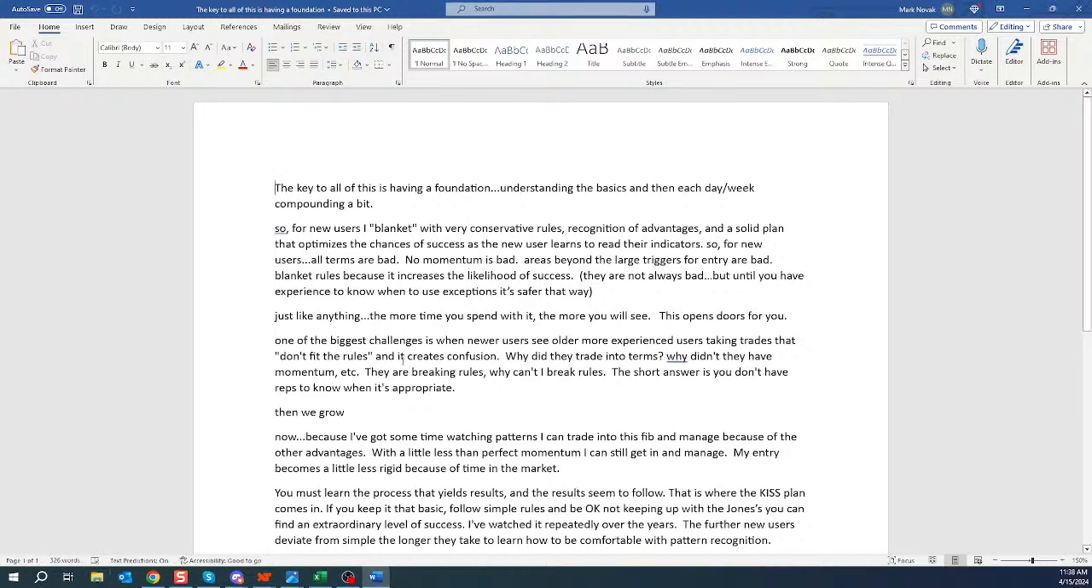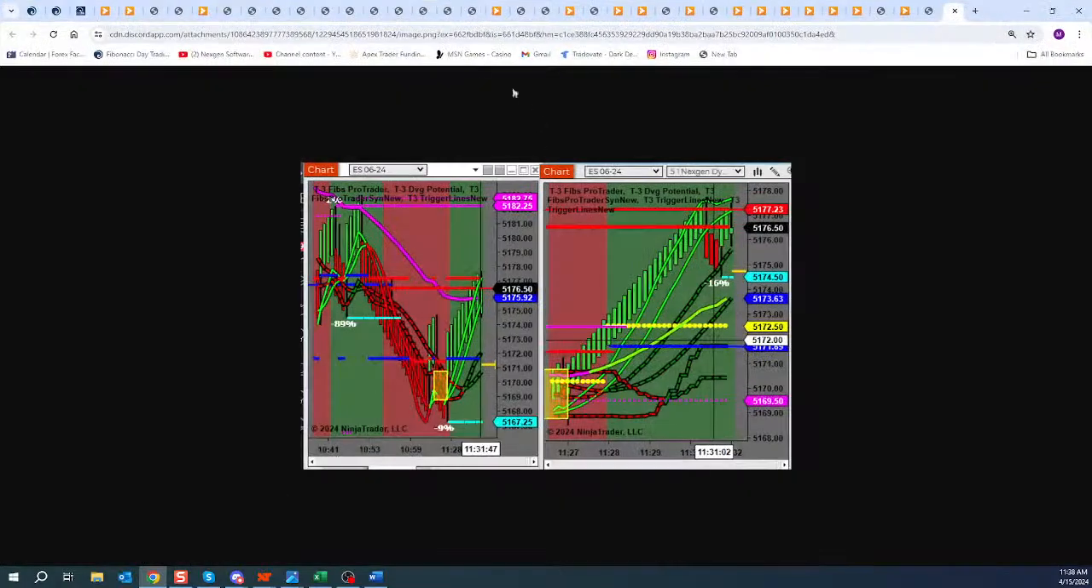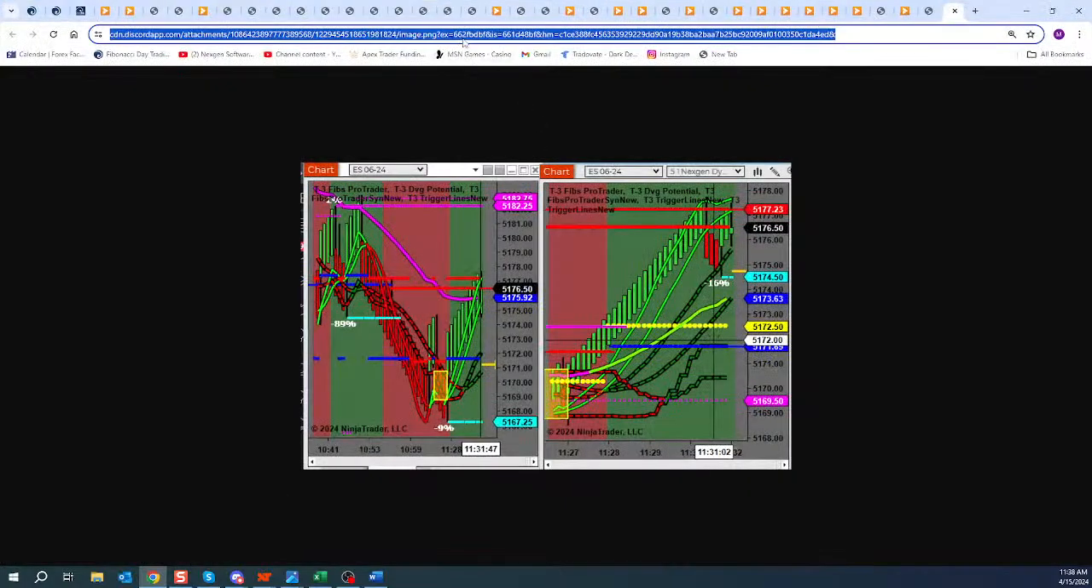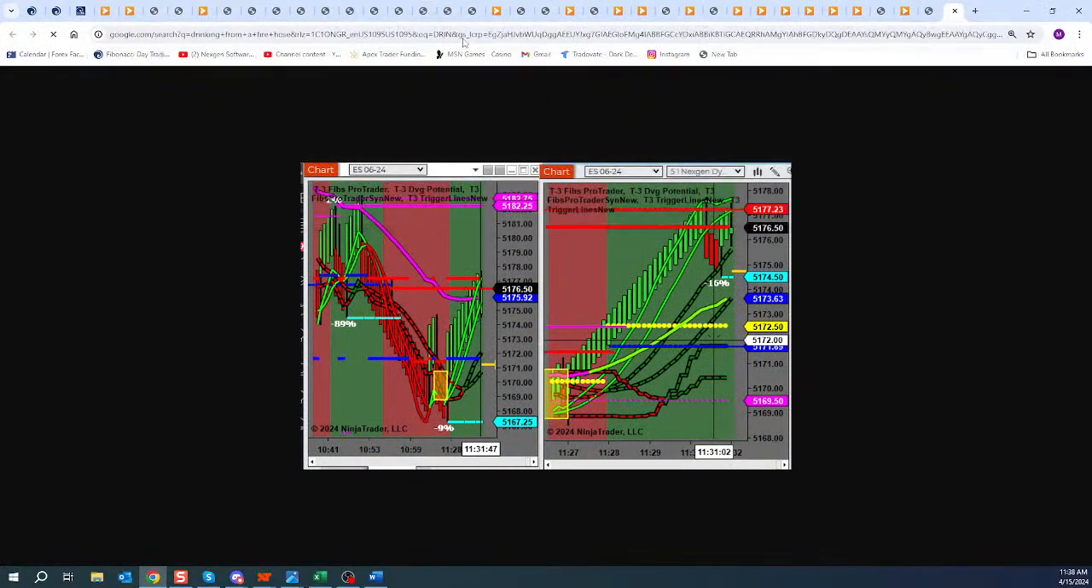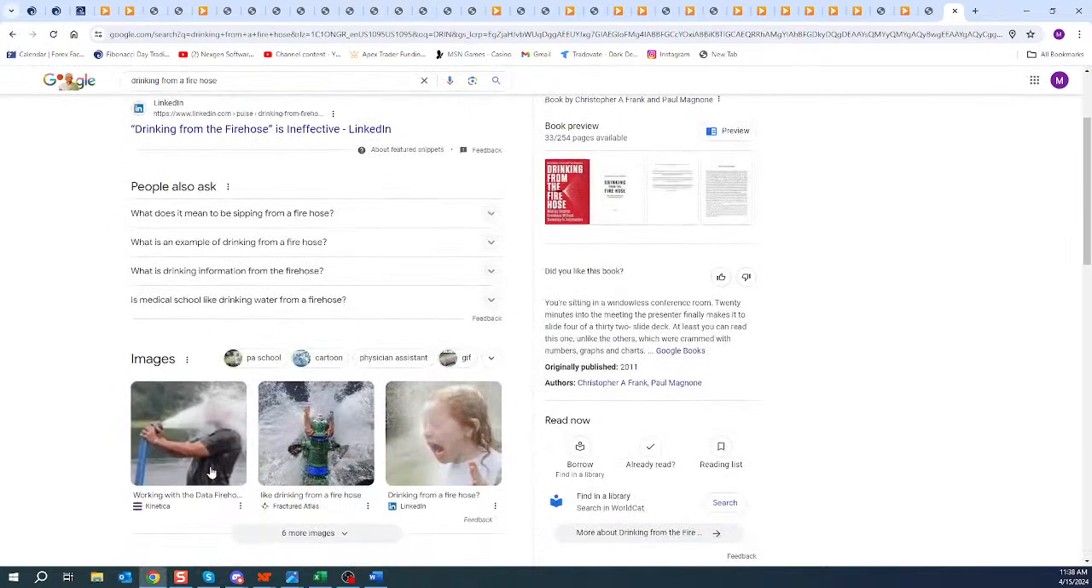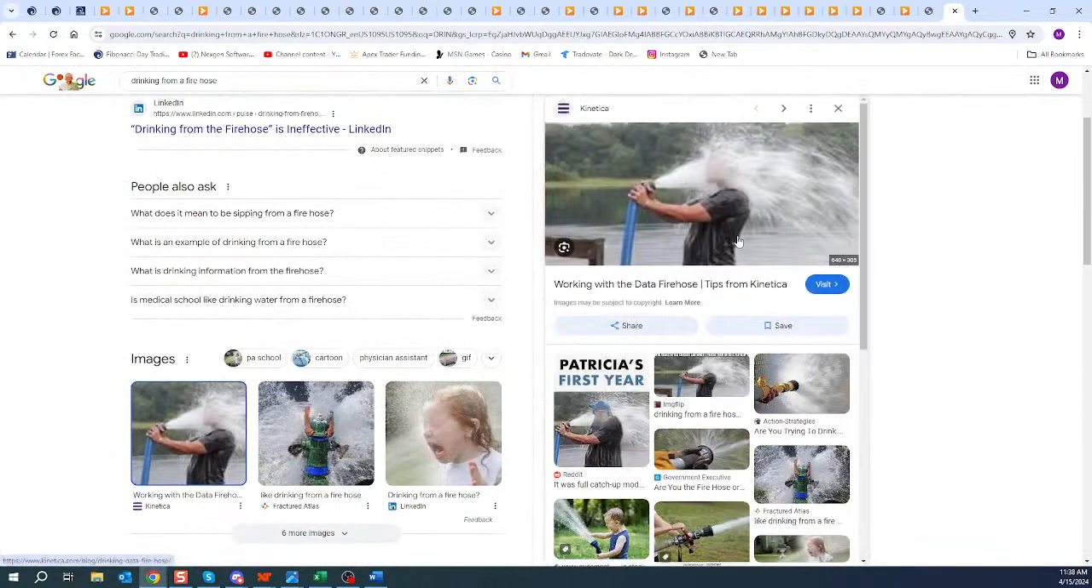The key to all of this, guys, is having a foundation, understanding the basics, and then compounding a little bit each day. So for you guys that are brand new, you're like, oh man, I'm so excited about Nexgen. This is probably what your world feels like right now. There is so much information coming at me. There's so much that I have to learn. There's so many things that I need to do to be successful.